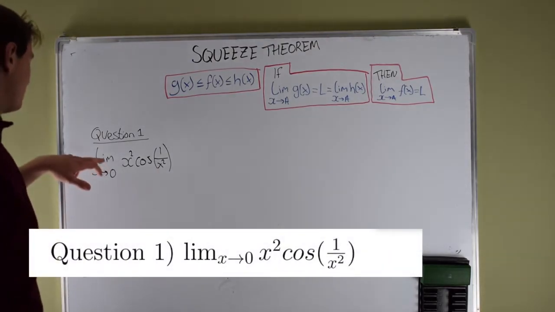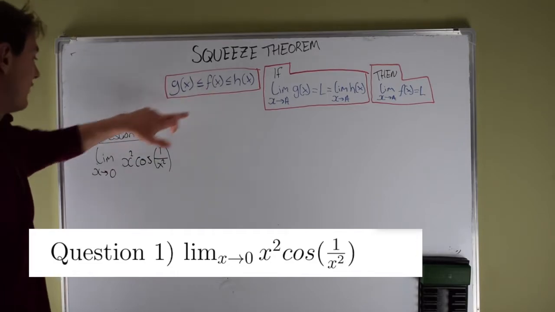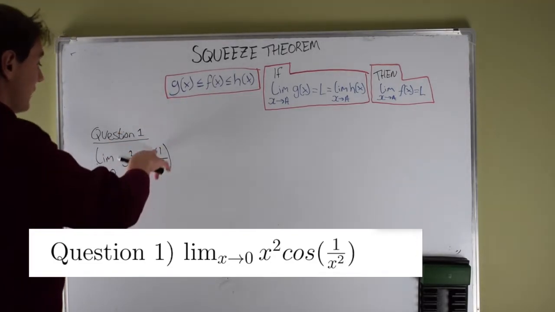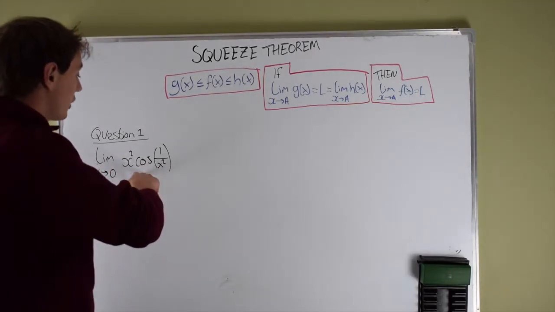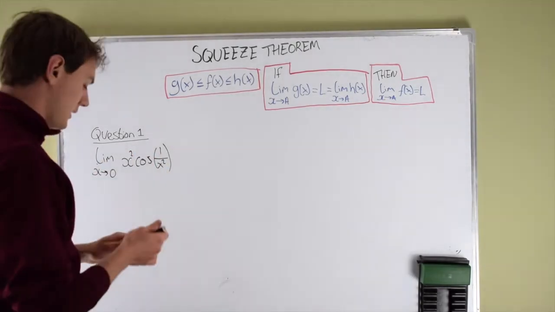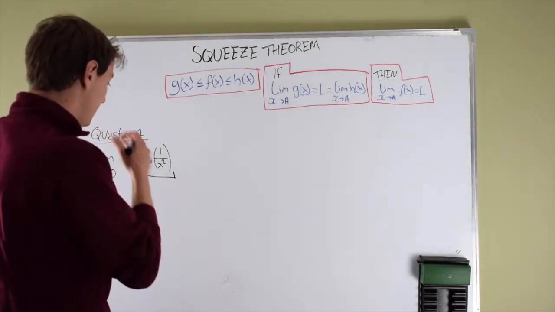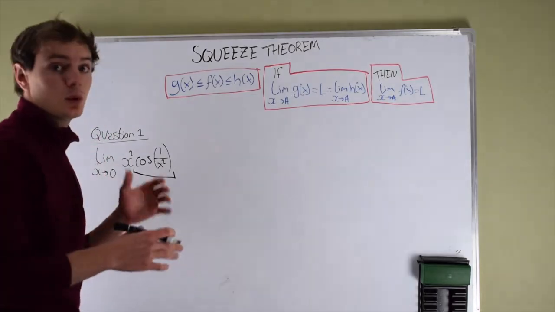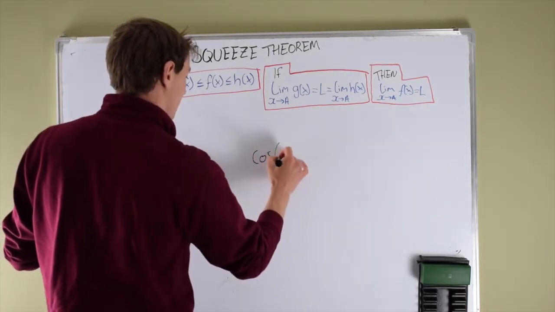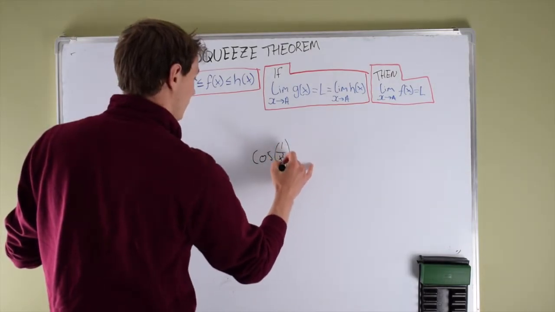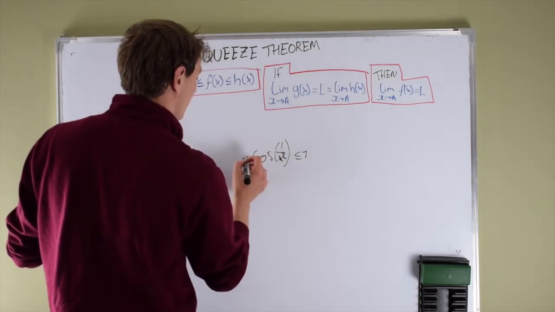The first question is the limit as x approaches 0, and the function we've got for f of x is x squared times cosine of 1 over x squared. Now obviously you can't just plug in 0 here because you have cosine 1 over 0 which is not defined. So to solve this, what we need to do is first evaluate cosine. Now we know cosine can be bounded between 1 and minus 1. So if we write cosine of 1 over x squared in the middle, we know that this can be evaluated between minus 1 and 1.